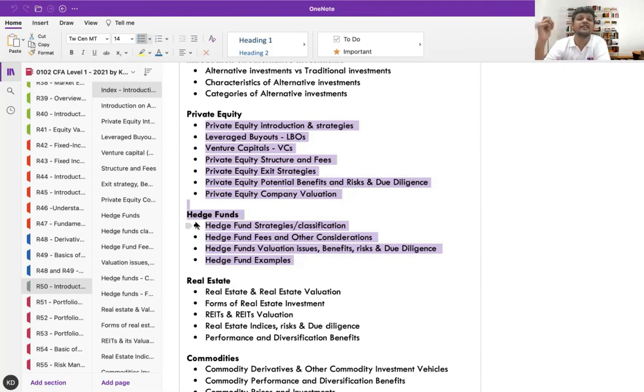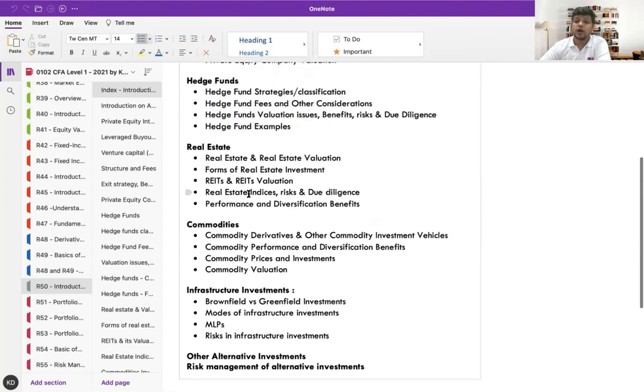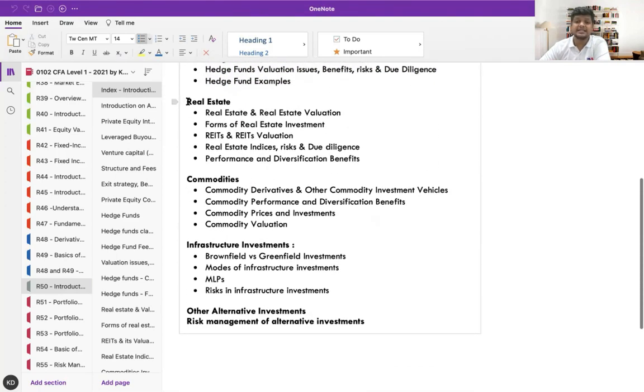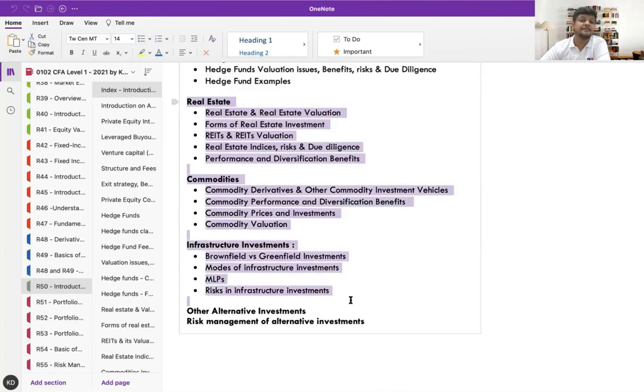Clear? Yes. By the way, that's the same concept in mutual funds also. In mutual funds also, we have fund of fund mutual funds. So it's diversification and more diversification. Correct? Clear till this point? Well, now what we are going to cover in the next part is real estate, commodities, and infrastructure investments and various other types of alternative investments. Clear, everyone? Any doubts till this point?